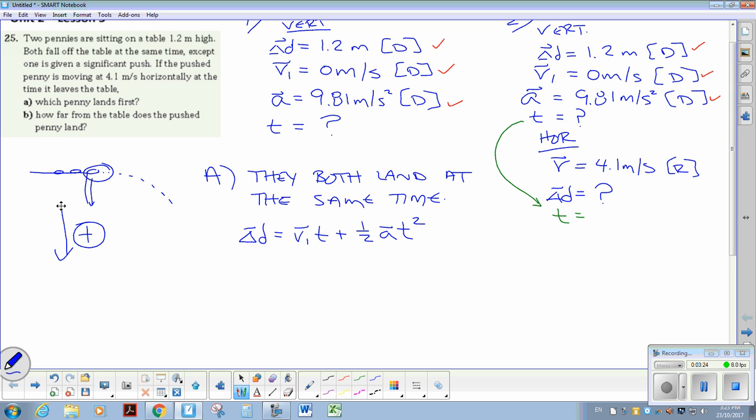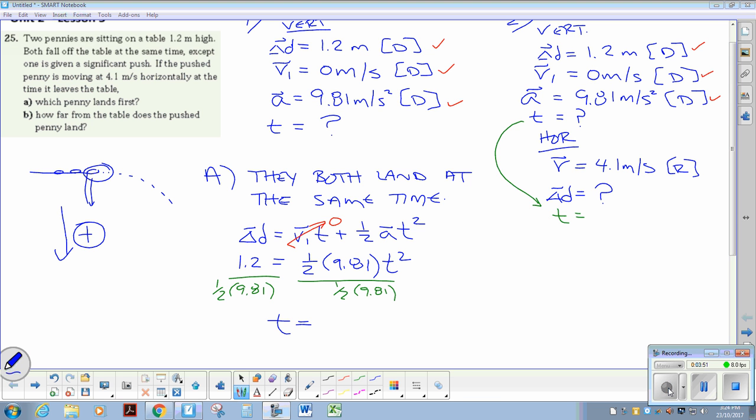So if down is positive, I have 1.2 equals V1 0, so that's nice, that part of the equation goes to 0, plus 1/2 times 9.81 t squared. I'm just solving for my time here, so we'll divide both sides by the 1/2 times 9.81. Once we punch that through the calculator, and don't forget you need to square root your answer, I get, let's call it, 0.5 seconds. So the pennies take a half second to fall off the desk and land.